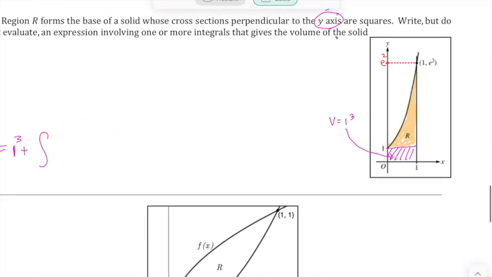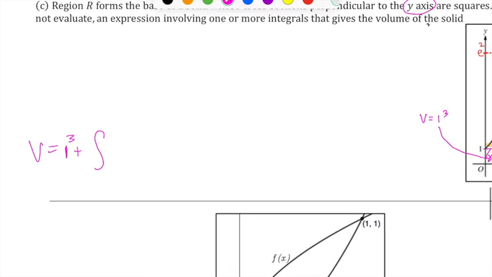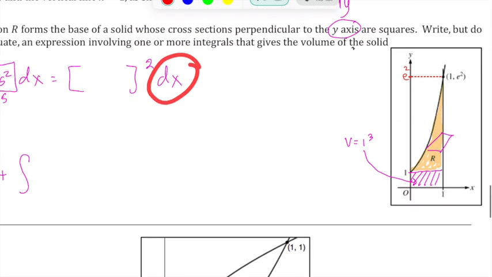Okay, so now we do need to find the volume that has the base of that shaded region r. And again, everything needs to be in the variable y. So let's think about this first. These are going to be squares coming out, so that's side times side, so side squared dx. But we're supposed to be in y, so this is supposed to be dy.